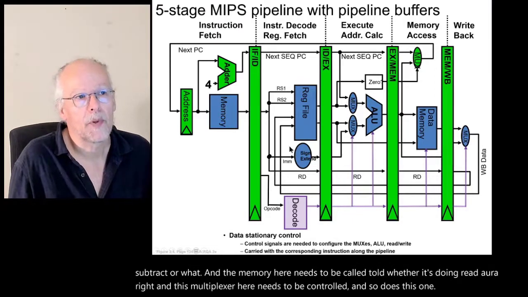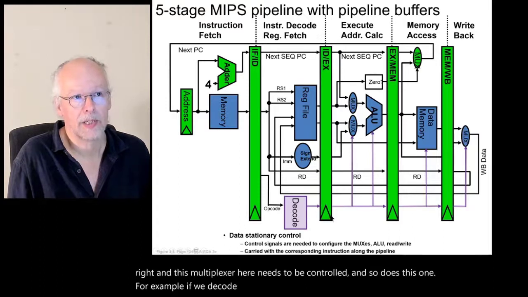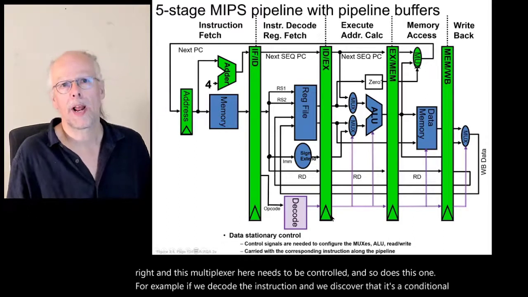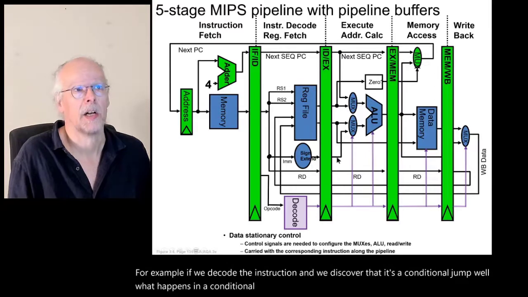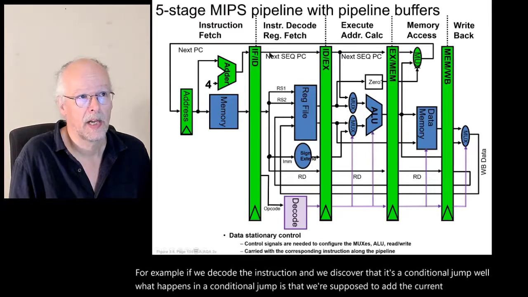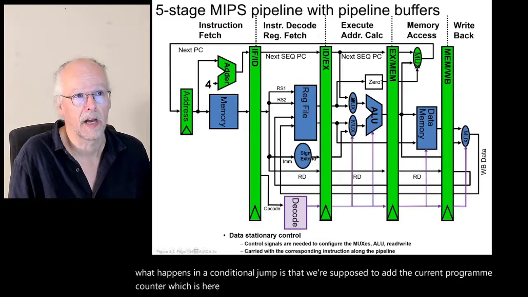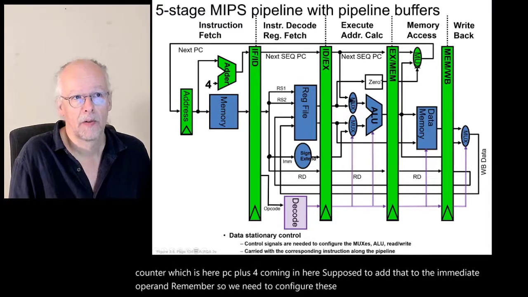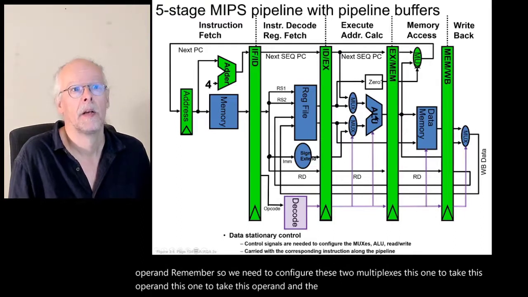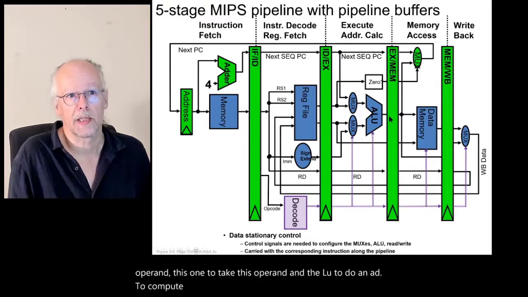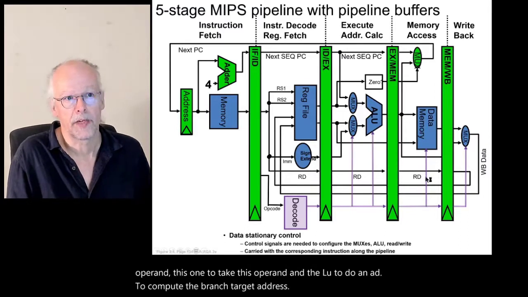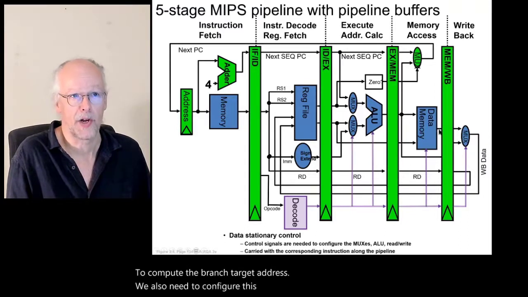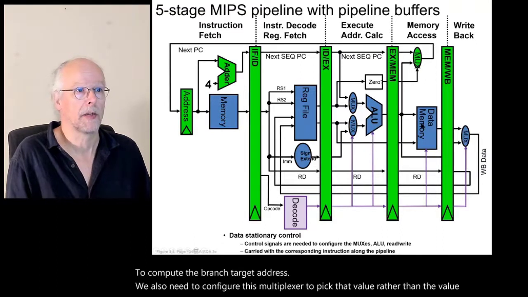So for example, if we decode the instruction and we discover that it's a conditional jump, well, what happens in a conditional jump is that we're supposed to add the current program counter, which is here, PC plus 4 coming in here. We're supposed to add that to the immediate operand, remember? So we need to configure these two multiplexers. This one to take this operand, this one to take this operand, and the ALU to do an add to compute the branch target address. We also need to configure this multiplexer to pick that value rather than the value coming from the memory.